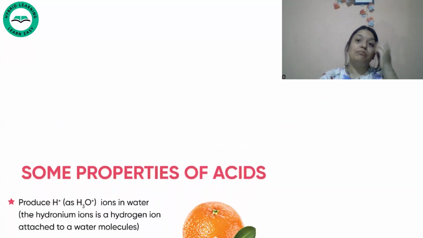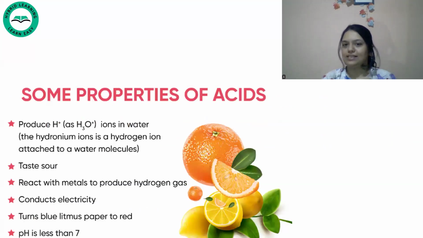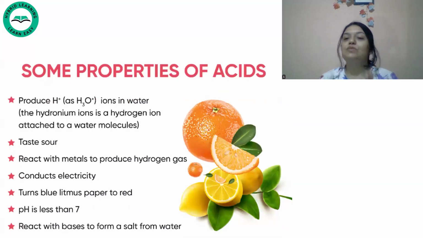Now we can look at some important properties of acids. First, it will produce H+ ions or hydronium ions in water. What is a hydronium ion? A hydronium ion is formed when a hydrogen ion reacts with a water molecule, forming H3O+ ions. Second, it tastes sour, which we already spoke about. Third, it reacts with metals to form hydrogen gas. This is also a very important property of acids.